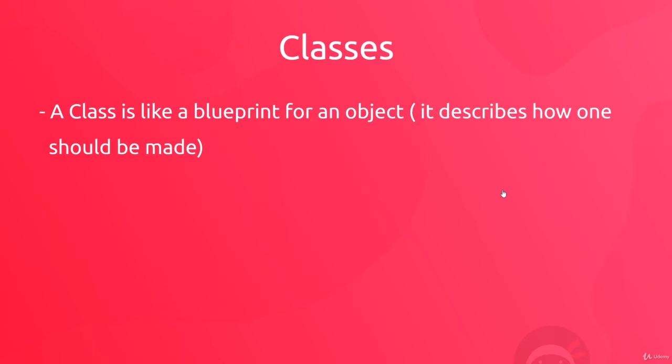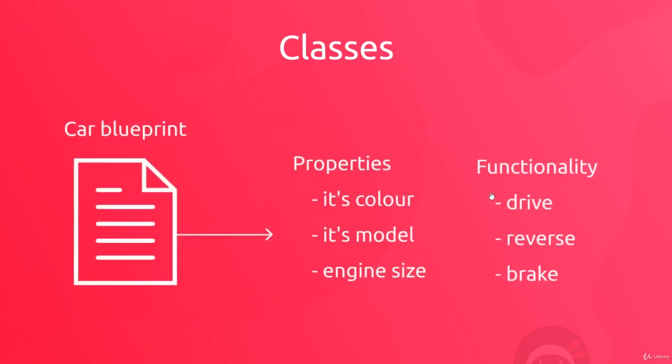It describes how to create one with all of its base properties and functionality. So for example, imagine in real life we had a blueprint for a car. Now that blueprint would describe all of the basic properties and functionality of a car. It has properties like a colour and a model, an engine size, and it has functionality, things it can do. It can drive, reverse and brake. So that blueprint for the car maps out all of these properties and its functionality, and all cars created using this blueprint would have those things.